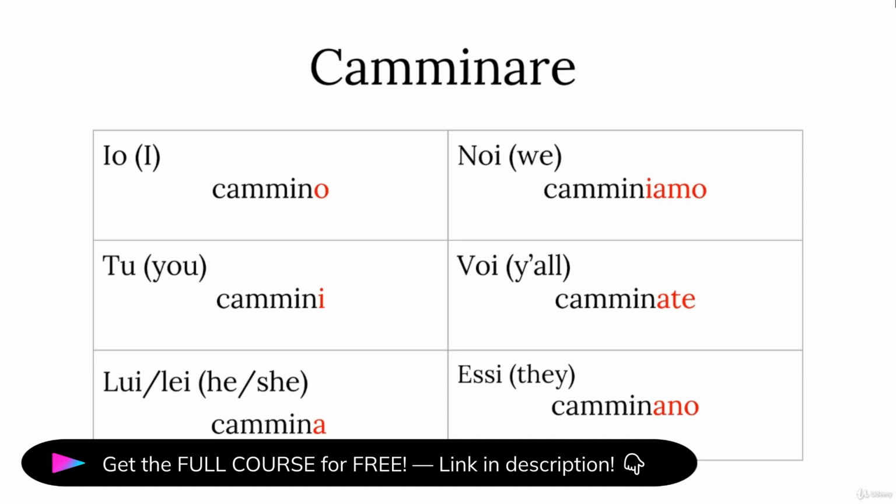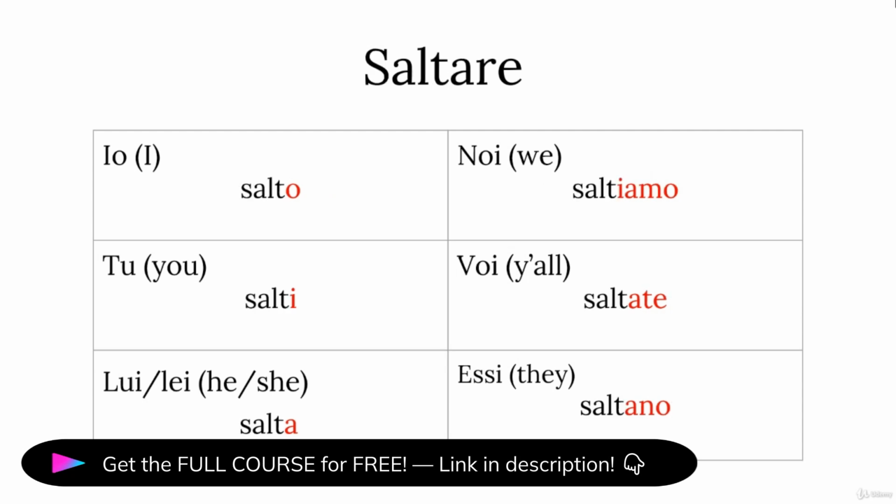Io cammino. Tu cammini. Lui, lei cammina. Noi camminiamo. Voi camminate. Essi camminano. Watch the accent here. Camminano. Okay? And that's super regular. Okay? Let's do another example.